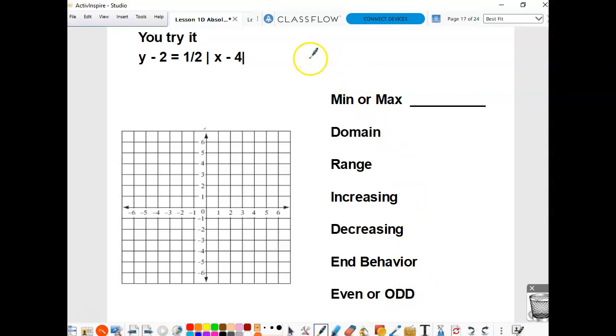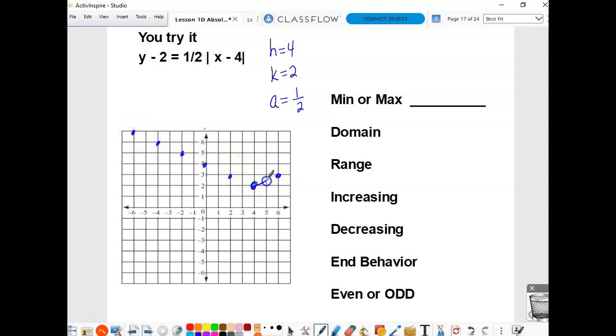Pause, you try it, and then come back. So H equals 4, K equals 2, A equals 1/2. That's a positive number, so it'll open up, but it's smaller than 1, so it's going to open up fat. Okay, so H is going to be at 4, K is going to be at 2, and my slope is 1/2, 1 over 2, over 2.